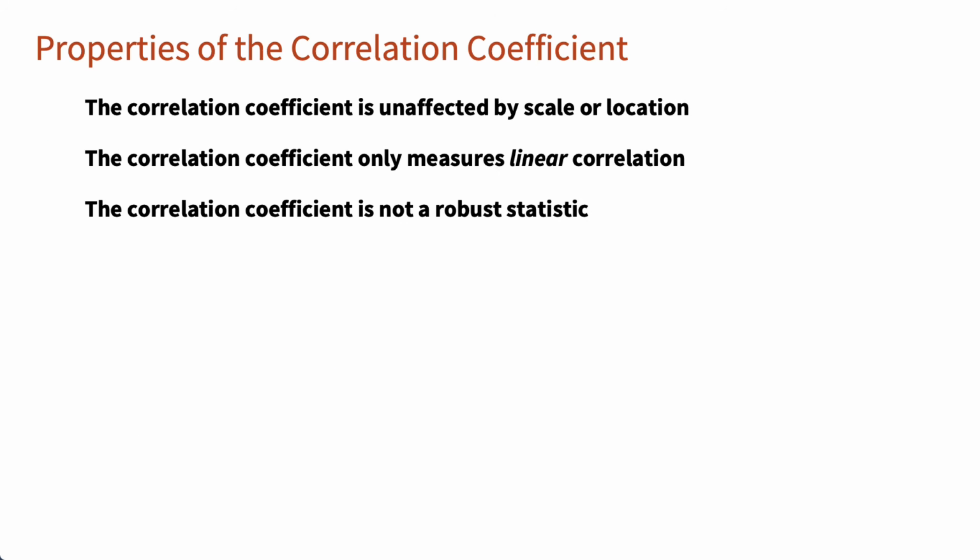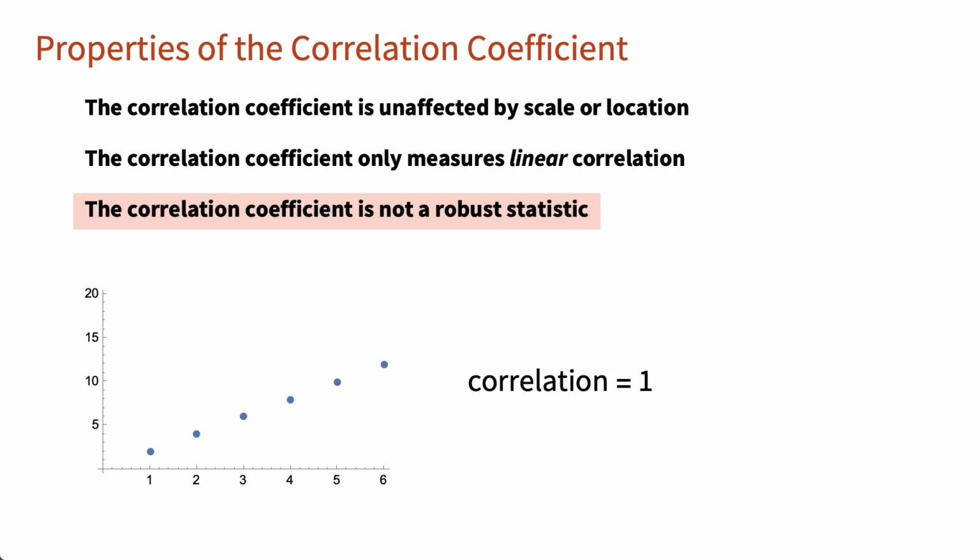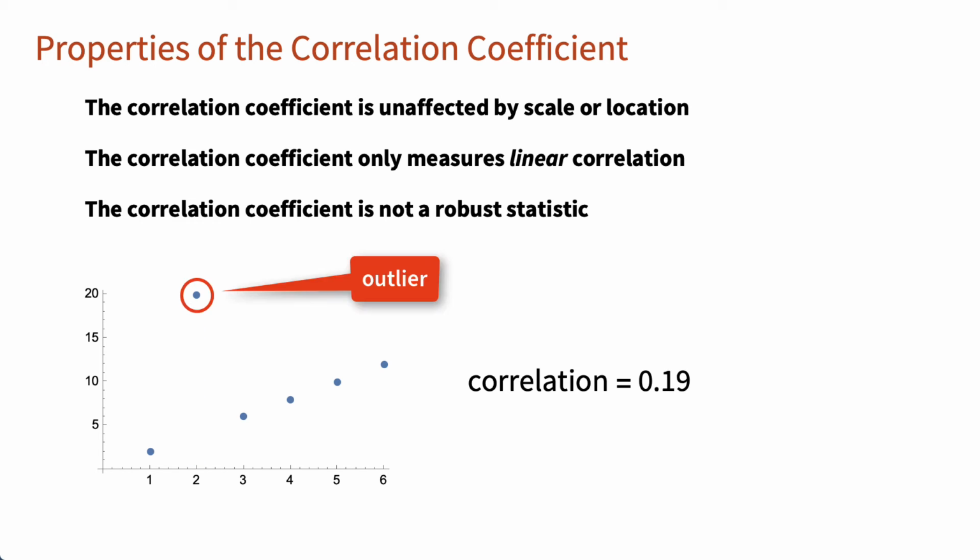The correlation coefficient also is not a robust statistic, meaning that it is relatively strongly affected by outliers. For example, this plot shows points that fall mostly on a straight line, but where the correlation can still be small if just one of the points is far away from that line.